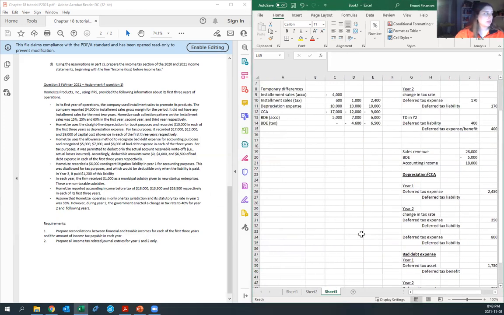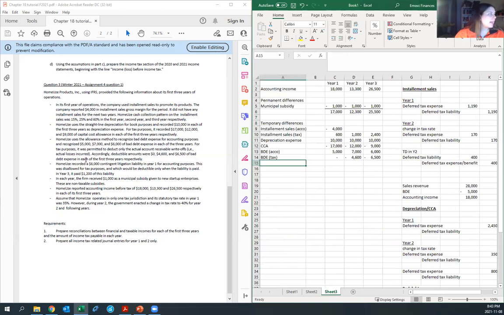Right, bad debt expense, that's it. And then your contingent litigation liability. You record it as an expense, $6,000 in year one. You're going to want to remove it.